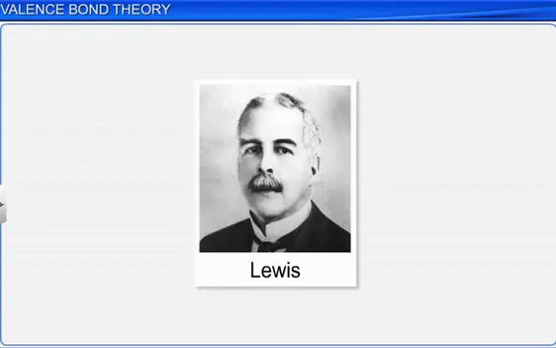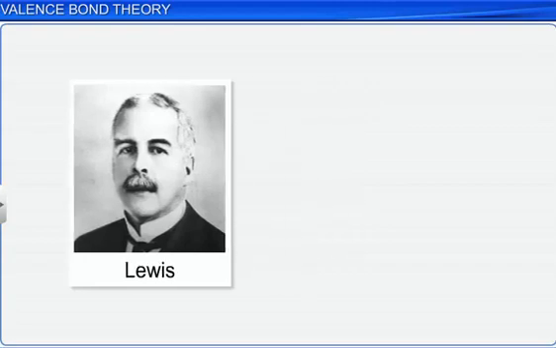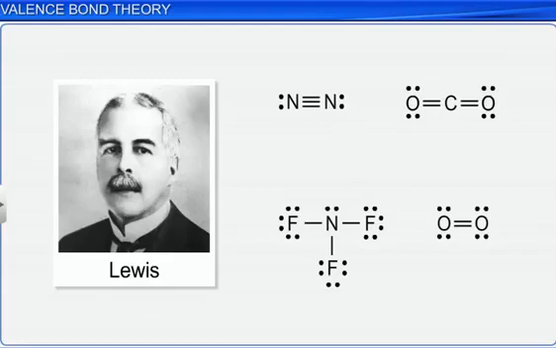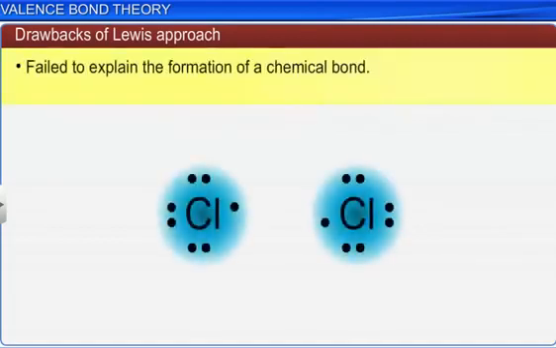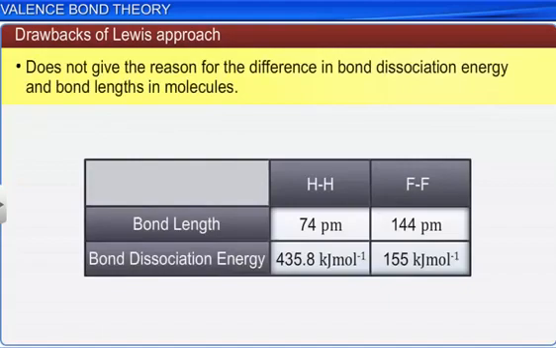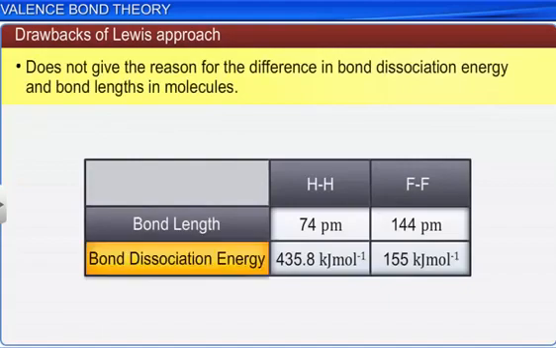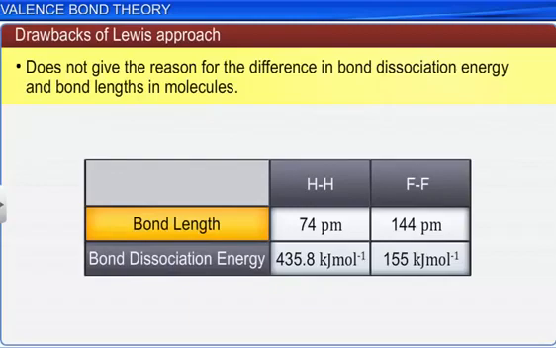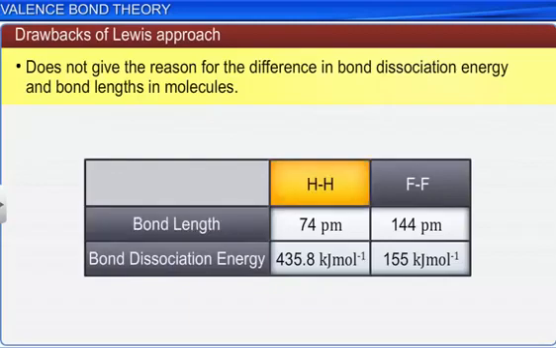Although Lewis's approach to chemical bonding helps us to write the structure of molecules, it suffers from certain drawbacks. These drawbacks are: it fails to explain the formation of a chemical bond. It does not give the reason for the difference in bond dissociation energy and bond lengths in molecules like hydrogen and fluorine, although in both the cases a single covalent bond is formed.